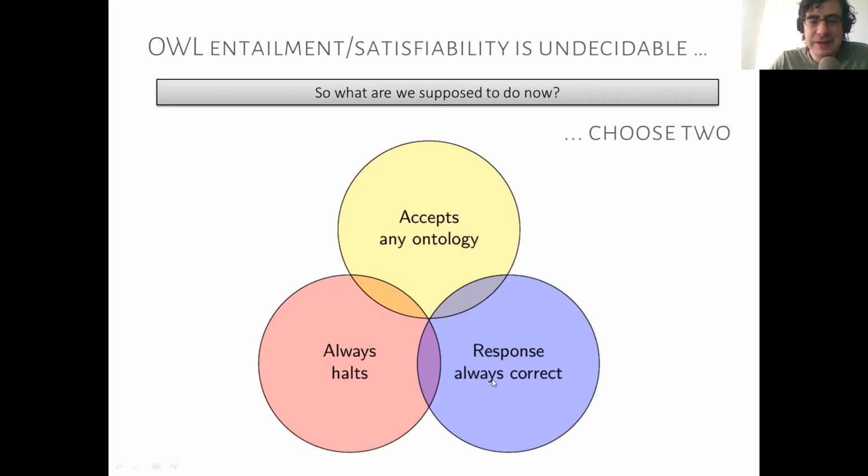Or we can have a reasoner that always returns a correct result and always halts, but we would have to restrict the ontology language. We would have to say, okay, we only accept certain types of ontologies that we know to be decidable, to allow for decidable reasoning. So we have these three options amongst these choose-two things.